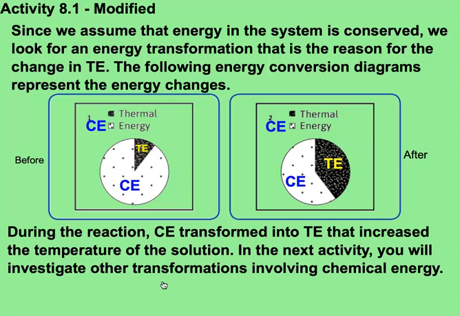The following energy conversion diagrams represent the energy changes. So we start out on the left with that energy conversion diagram with a lot of chemical energy and some thermal energy. We don't know exact quantities, but we do know there's more chemical energy than thermal energy in the beginning, based on our thermometer readings. And after the reaction, we noticed that there was chemical energy that got transformed or converted into thermal energy. Again, we don't know the exact quantities of that. So during the reaction, chemical energy transformed into thermal energy that increased the temperature of the solution.